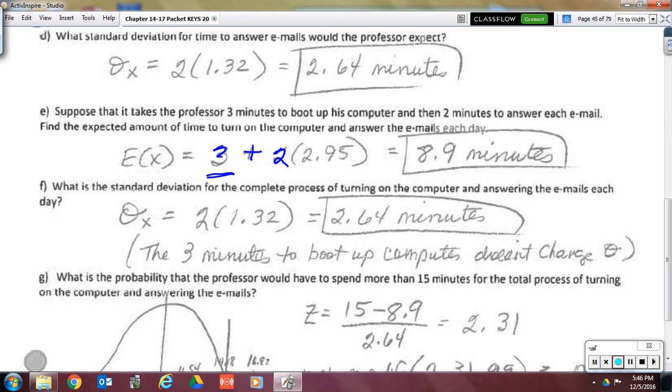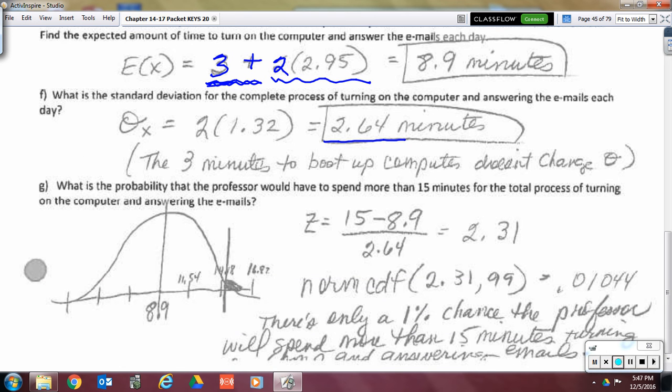So that means that the mean is affected by the addition portion and the multiplication portion. However, the standard deviation is not affected by the 3 plus portion. It still stayed the same. It was just the 2 times the standard deviation of emails. So that's 2.64 minutes still.